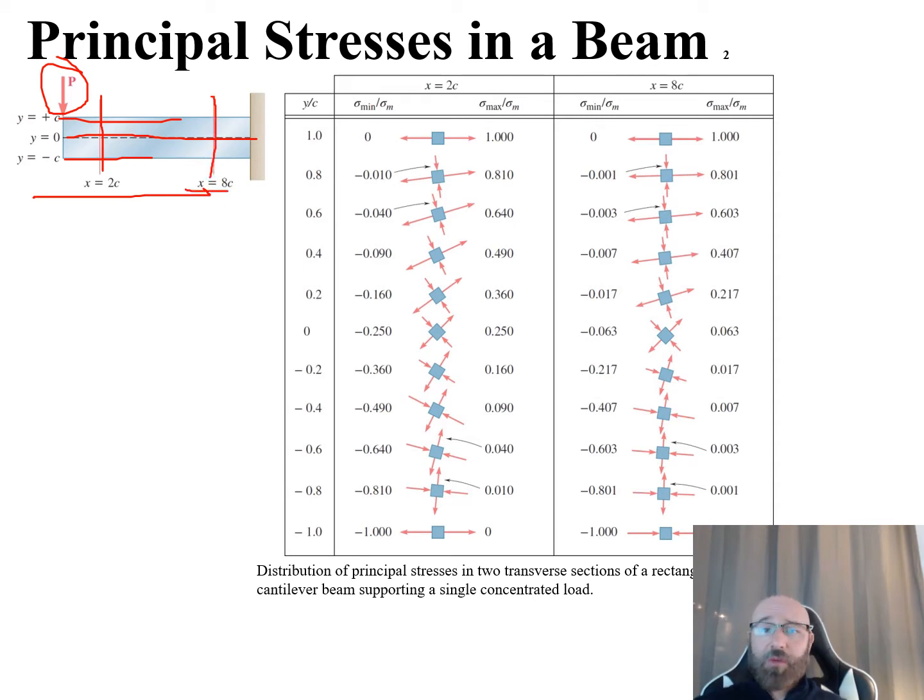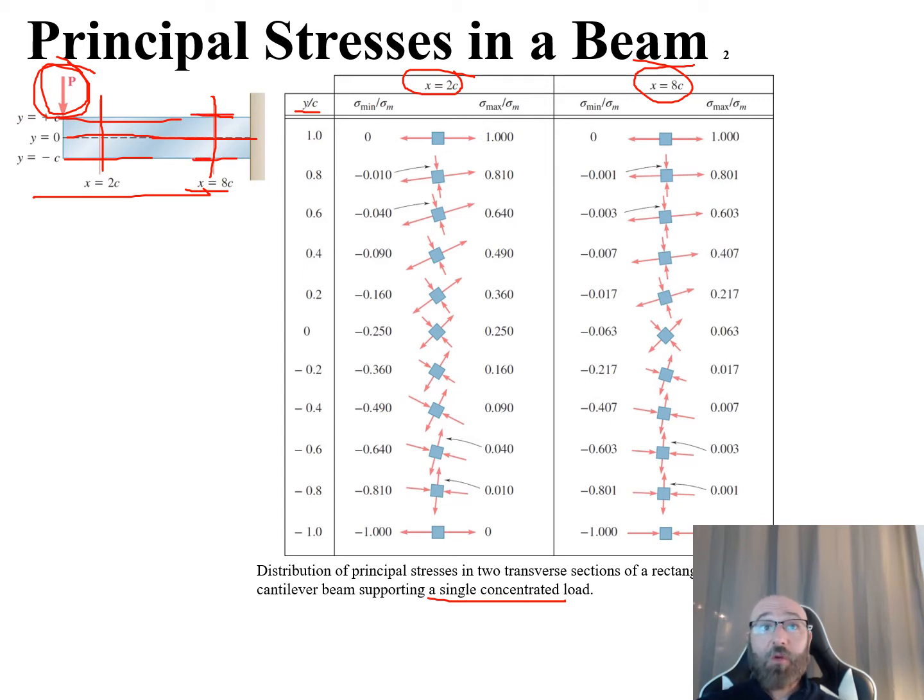So again, this chart shows a distribution of the principal stresses in 2 transverse sections of the rectangular cantilever beam supporting a single concentrated load. So that P is our single concentrated load there. Now again, we're doing this at x is equal to 2c and x is equal to 8c. So we can take a look here at our ratio between our y and our c. And again, we recall our y is the distance from our neutral axis to our point of interest right there. And c is equal to the top and bottom surface, and our y is at the top surface, or the bottom surface is our y and negative y.